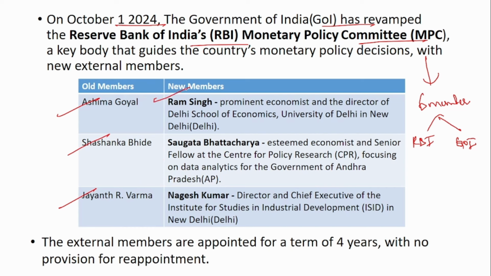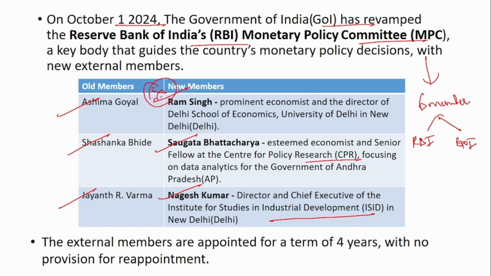They are Ram Singh, the director of the Delhi School of Economics. Then Saugata Bhattacharya, an esteemed economist and senior fellow at the Center for Policy Research. Then the last one is Nagesh Kumar, the director and chief executive of the Institute for Studies in Industrial Development. So remember these 3 names, very important. These are the 3 new members of this Monetary Policy Committee.